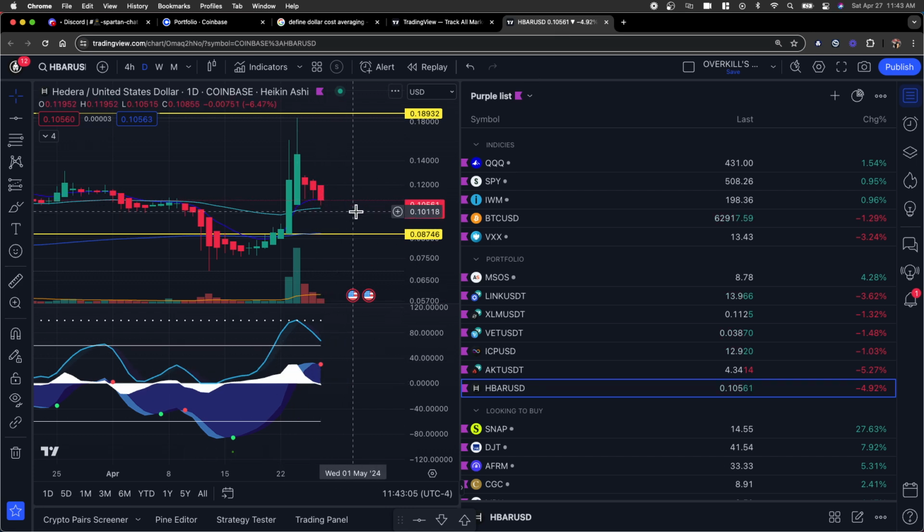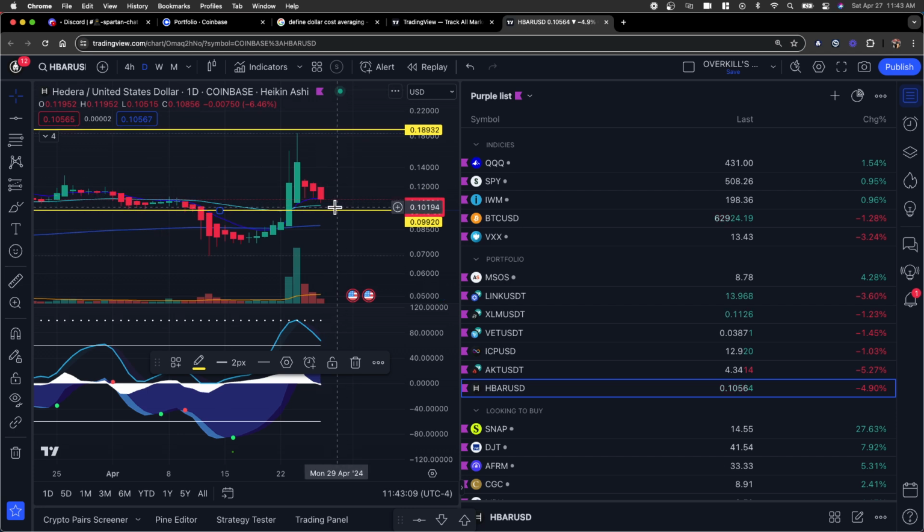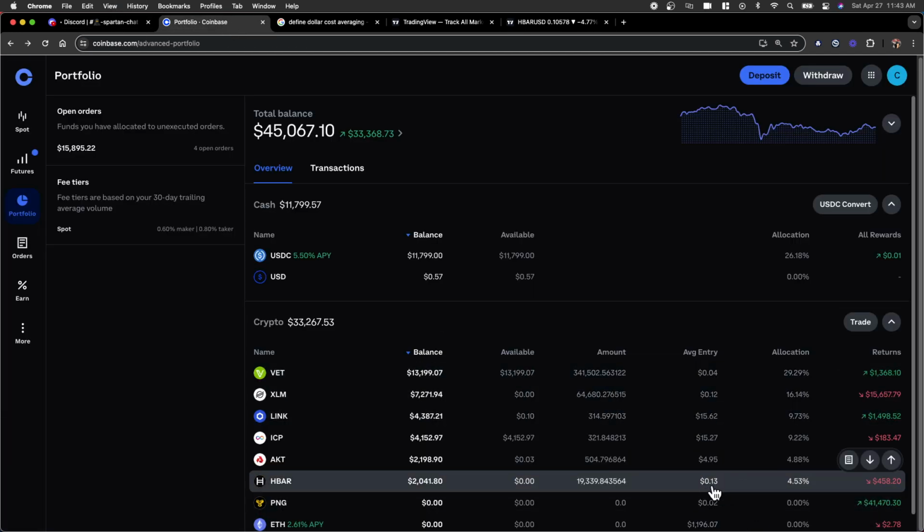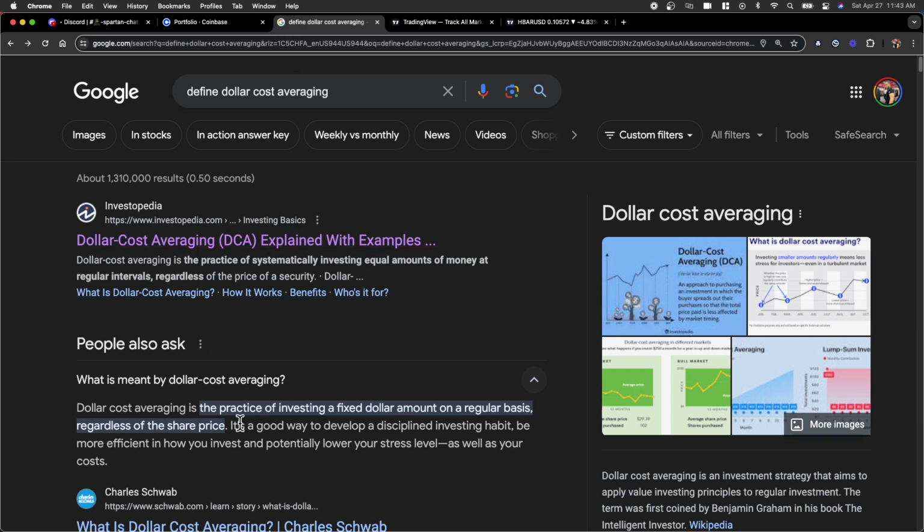When the next green dot comes, if that comes at like 10 cents, I'm averaging down. So my average cost would go from 13 cents down to about 11.5 because I bought the other half at 10. So it's called dollar cost averaging. If you guys don't know what that is, it's literally the practice of investing a fixed dollar amount on a regular basis regardless of the share price.